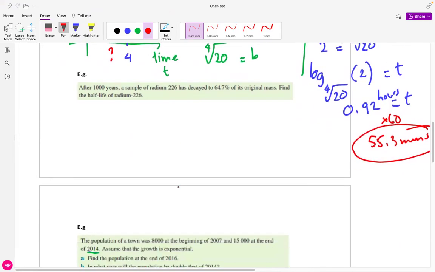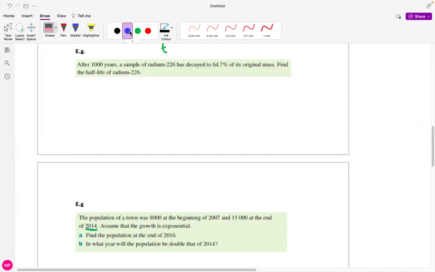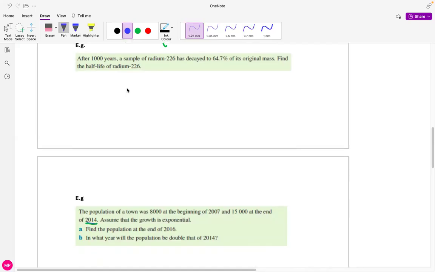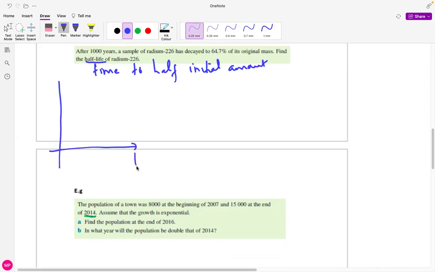All right. Now we do another example, but this time we're going to do a decay model. Here they said after 1,000 years, the sample has decayed to 64.7% of original mass. Find the half-life. So similar to generational time, half-life is the time it takes to halve the initial amount. All right. So if you think about the graph, you do have t as the time, A as the population.